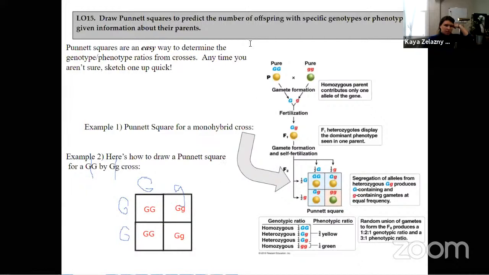So here we can see that 2 of these 4 individuals are homozygous dominant, and we can reduce that expression to 1/2. So 1/2 or 50% are GG. And then we look at our other possible option. We got this other result, heterozygous. So again, 2 out of 4, which is the same as 1/2, are heterozygous.